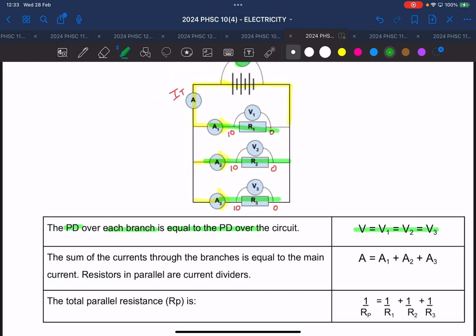But what happened to the current is the current was split up. It was current dividers. So the current split up from the total current into each branch. So we say the sum, what does sum mean again? Plus. The sum of the current through each branch is equal to the main current, the total current.